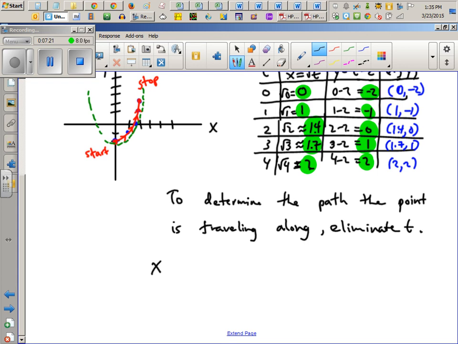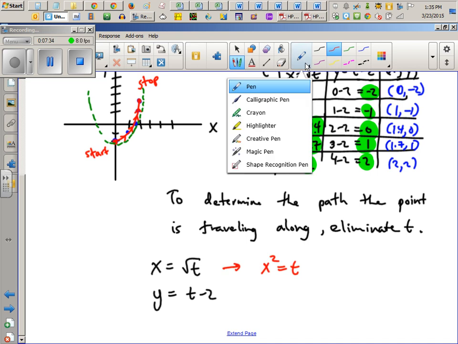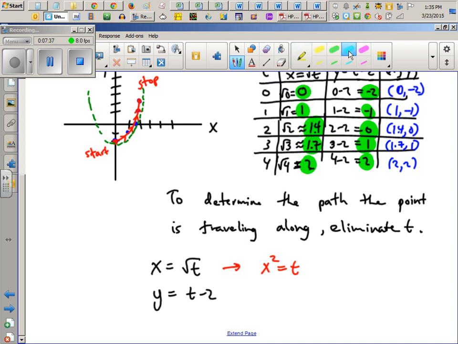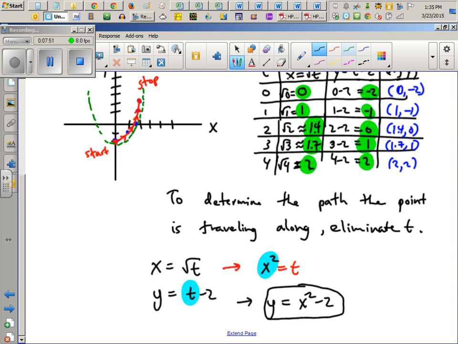So remember, x was just root t, and y was t minus 2. If you take this first expression and you square both sides, you actually get x squared equals t. Okay? And if you take that and you plug it in right here, you can see that y is equal to x squared minus 2. Just as we suspected, it really is a parabolic path.